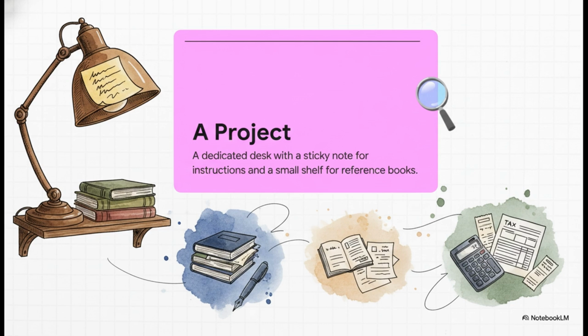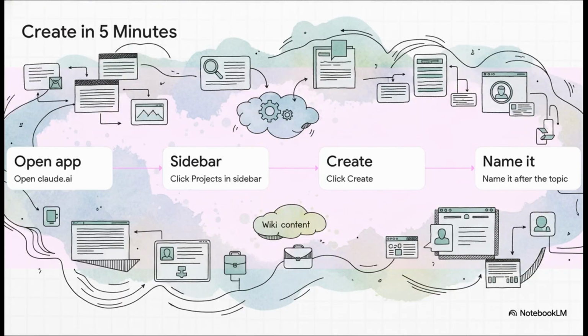So you'd have one desk for your business, maybe one for a book you're writing, and another one just for taxes. The golden rule here is they don't mix. Setting this up takes maybe 5 minutes. You just open claude.ai, click Projects over in the sidebar, and hit Create. A quick tip though, make sure you name it after the broad topic, not a specific task. So instead of "write blog posts tomorrow," use something like "wiki content" or "client work."